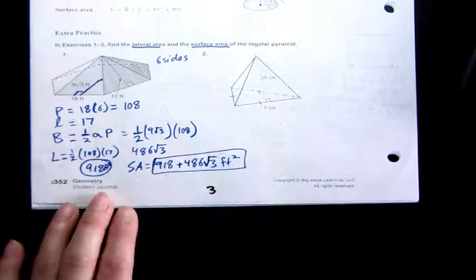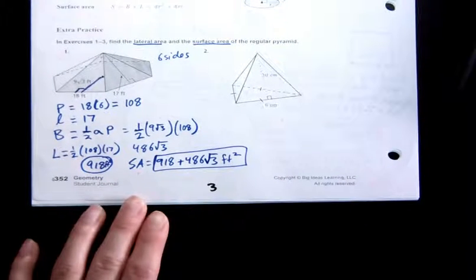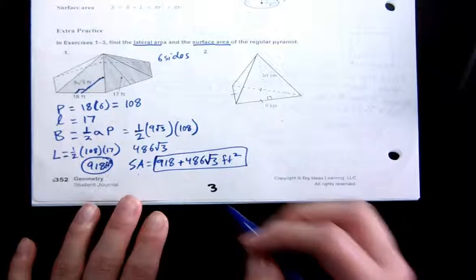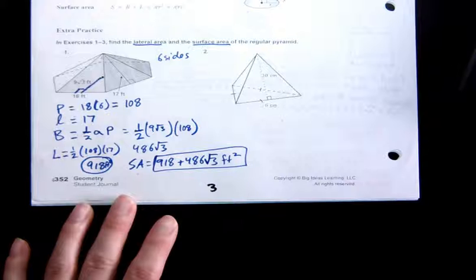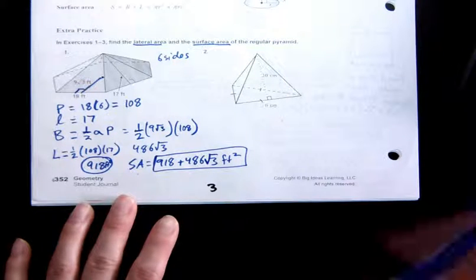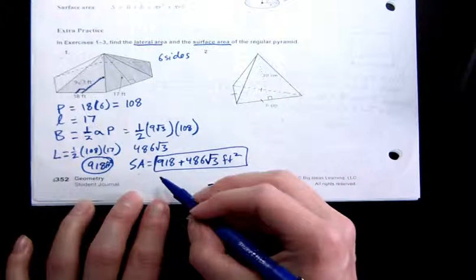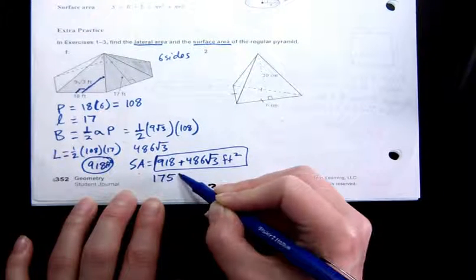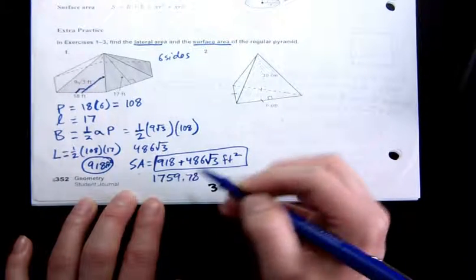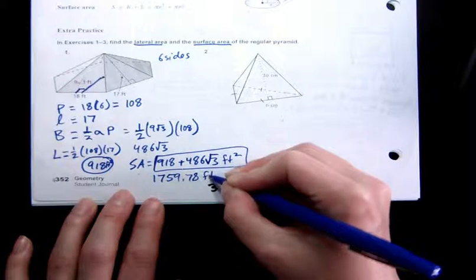Alright. Then if we want it in decimal format, who can type that in and tell me what decimal format is? But I don't want it in decimal. But we need to know how to find both. Did Big Ideas ask you for decimal or exact? Decimal. That's what I thought. Okay. So it becomes 1759.78 feet squared.